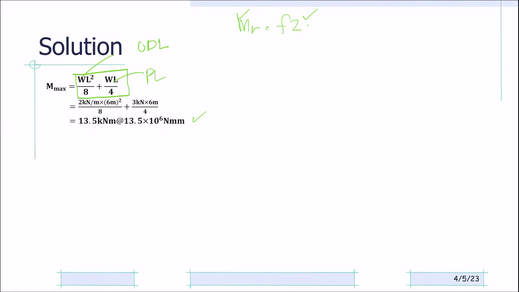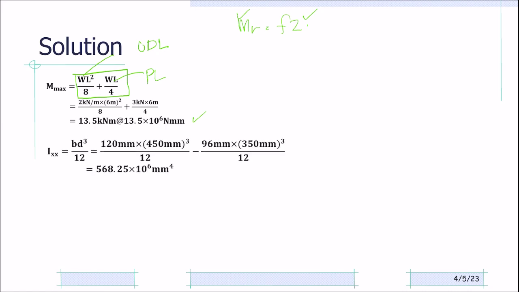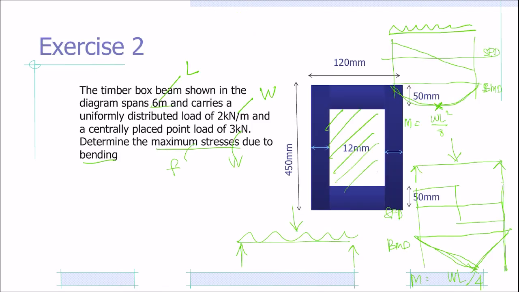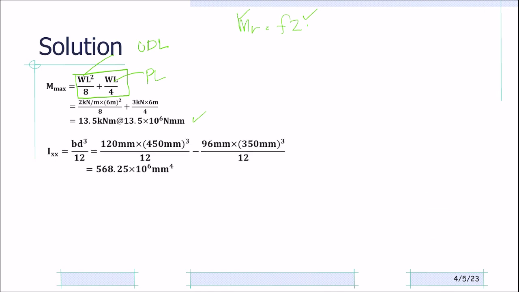Okay, next we need to find the value of Z lah. However, this is not your typical solid rectangular beam. This is the beam with the void. This is timber box beam. So ada void dekat tengah-tengah ni. So what we need to do is find the value of IXX, since we know the formula untuk dapatkan Z for any symmetrical x-axis beam, we need to use this formula instead: IXX divided with Y.